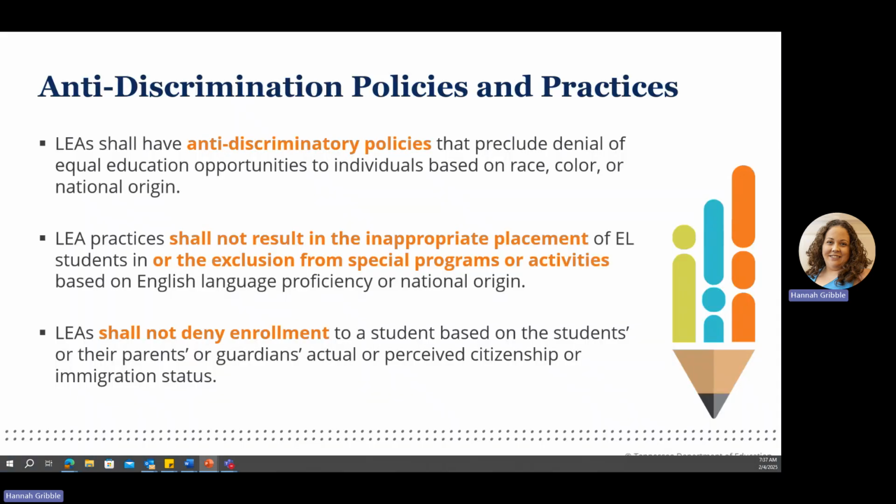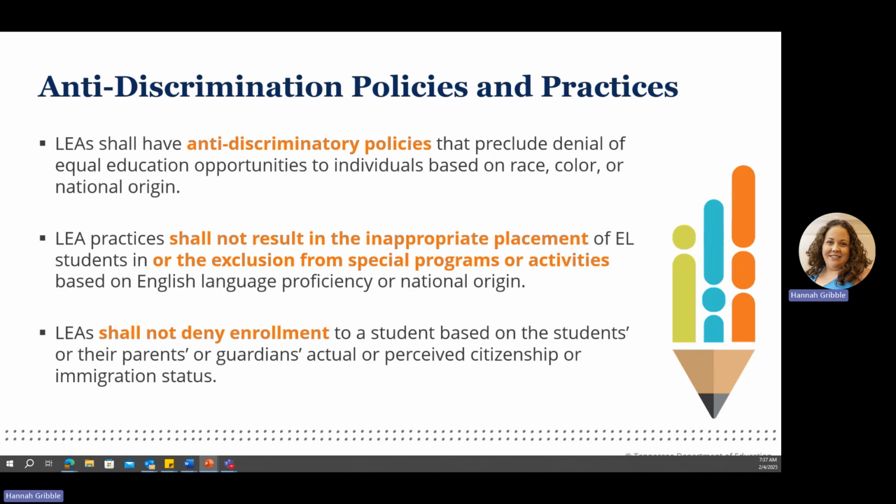Rule begins with anti-discrimination policies and practices. LEAs shall have no discriminatory policies that preclude denial of equal education opportunities to individuals based on race, color, or national origin. LEA practices shall not result in the inappropriate placement of EL students or the exclusion from special programs or activities based on English language proficiency or national origin.